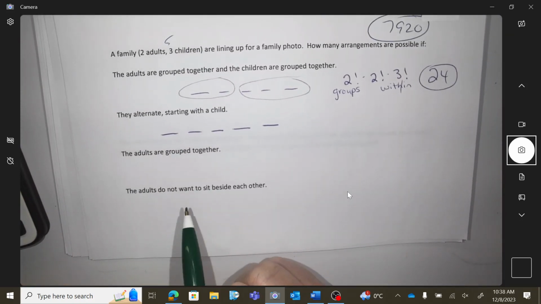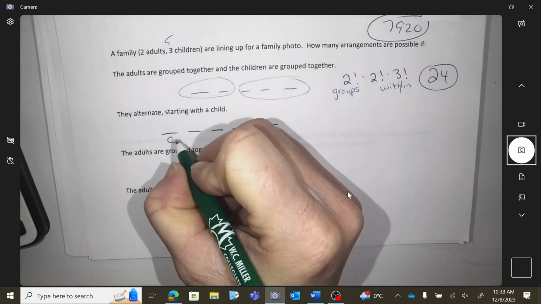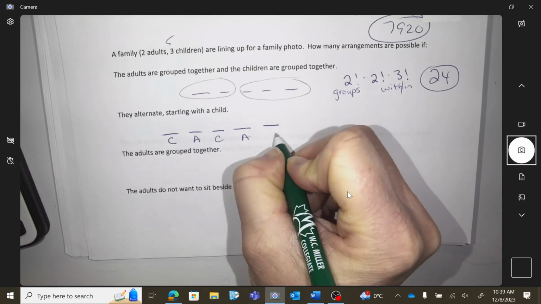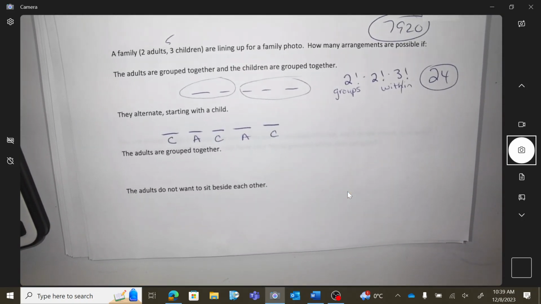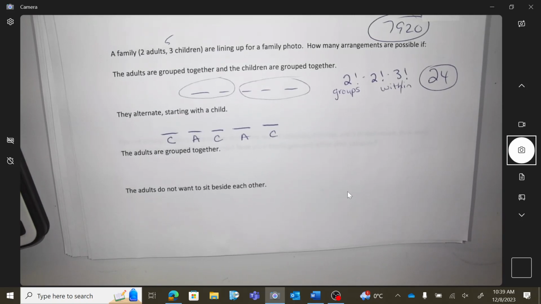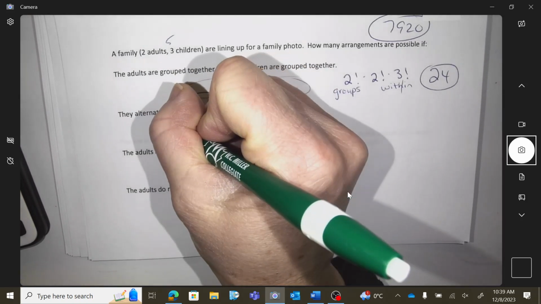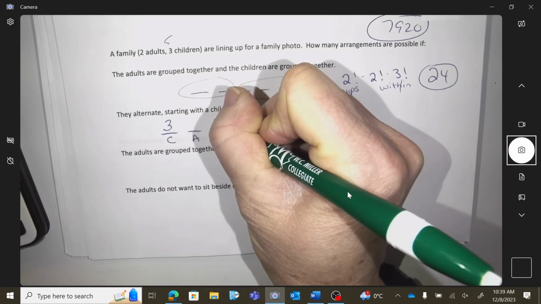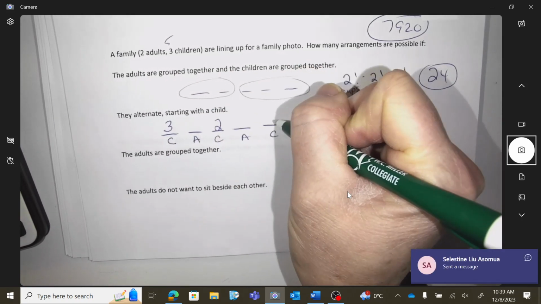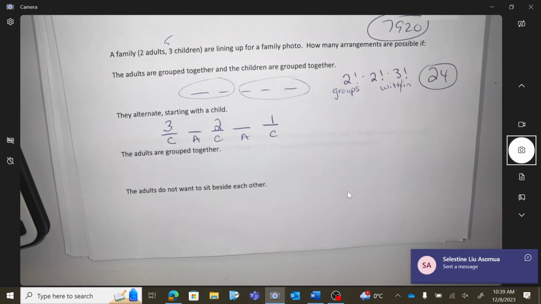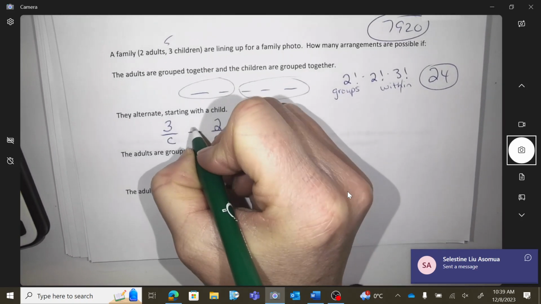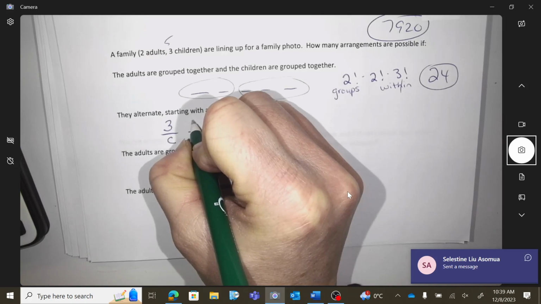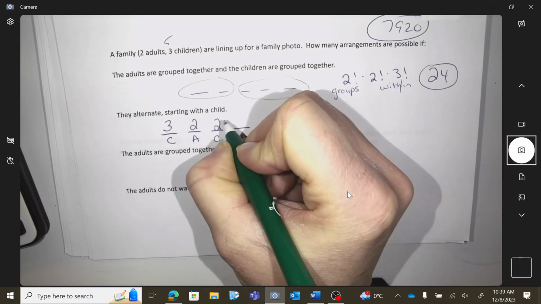Okay, so this time it says they're alternating, but you have to start with a child, so it'd be a child, an adult, a child, adult, child. That's how you would be lining them up. So I would have 3 options for children. And then over here, I'd have the 2 options, and then I'd have 1. And then in the adults, when I look at this first spot, I would have had 2 options for the adults and 1.